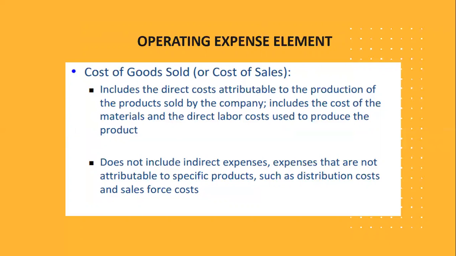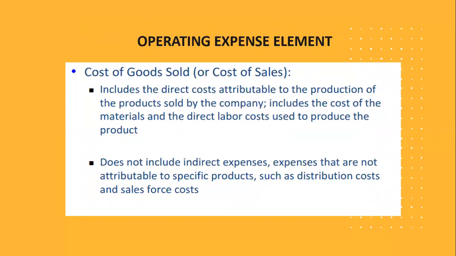And let's say, for example, there's a company that is producing light bulbs. Well, all the material that was used to produce the light bulb is included in cost of goods sold. All of the wages of people that were working to manufacture the light bulbs fall under cost of goods sold.